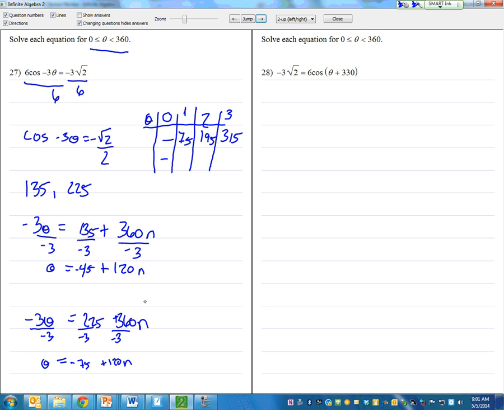If I plug in 1, that gives me 120 minus 75, which is going to give me 45. If I plug in 2, that gives me 240 minus 75, which gives you 165. And if I plug in 3, that gives you 360 minus 75, which is going to give you 285. Now if I plug in 4, it's going to be too big. So the answers for this number 27 are these values right here. So we have 75, 45, 195, 165, 315, and 285.